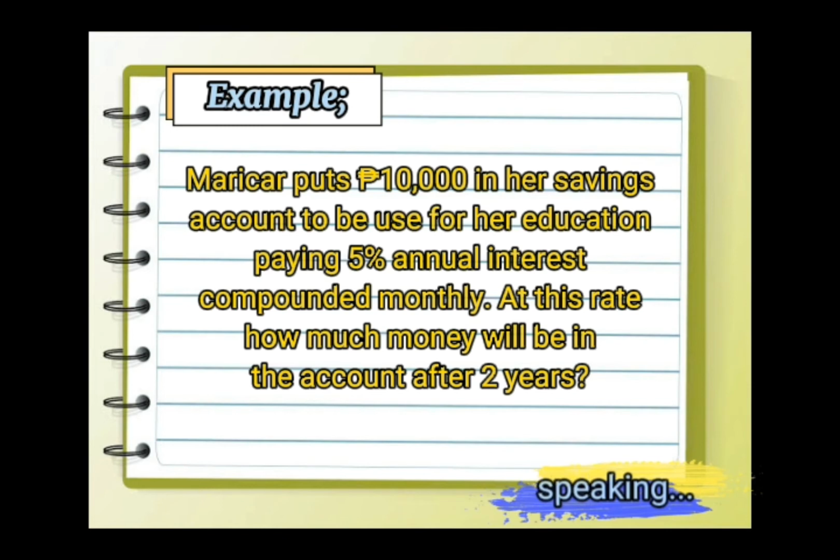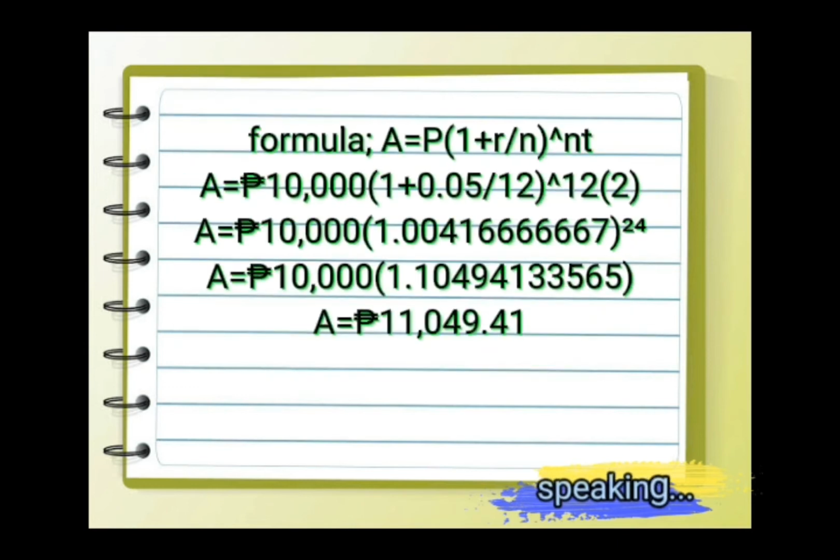example, Maricar puts 10,000 pesos in her savings account to be used for her education, paying 5% annual interest compounded monthly. At this rate, how much money will be in the account after 2 years? In this example, the amount of money after 2 years is being asked. We can see the word compounded, so we need to use the compound interest formula, which is A equals P times the quantity 1 plus r over n raised to nt. We need to substitute all the given numbers in the formula.